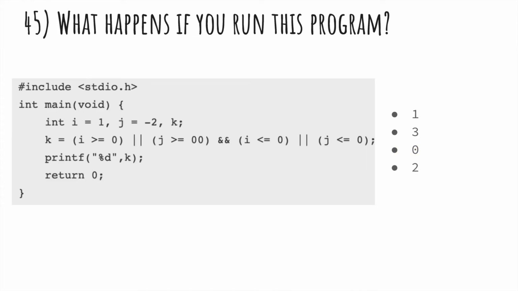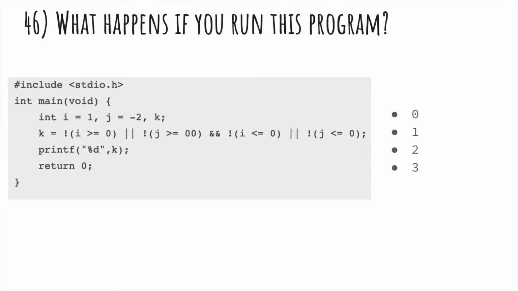I is greater than or equal to 0, that's true. So true or something else, we don't even have to look at the rest because the first part's true. True or whatever is always true, so it's gonna output 1 since 1 is true.